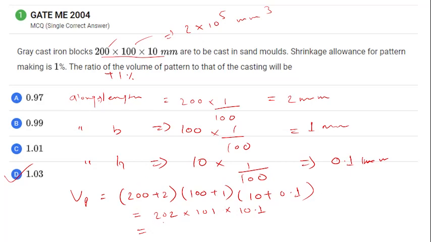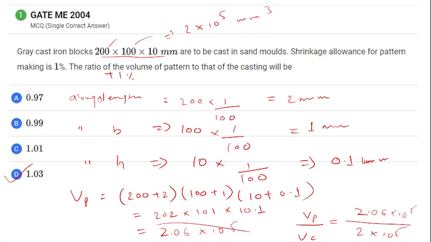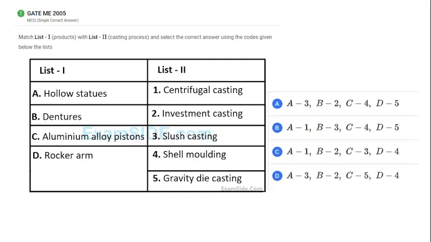Okay ma'am. How much is this coming? It is 2.0605. VC by VC will be 2.06 into 10 divided by 2 into 10 power 5. The option B is correct. Okay, next solve this question.